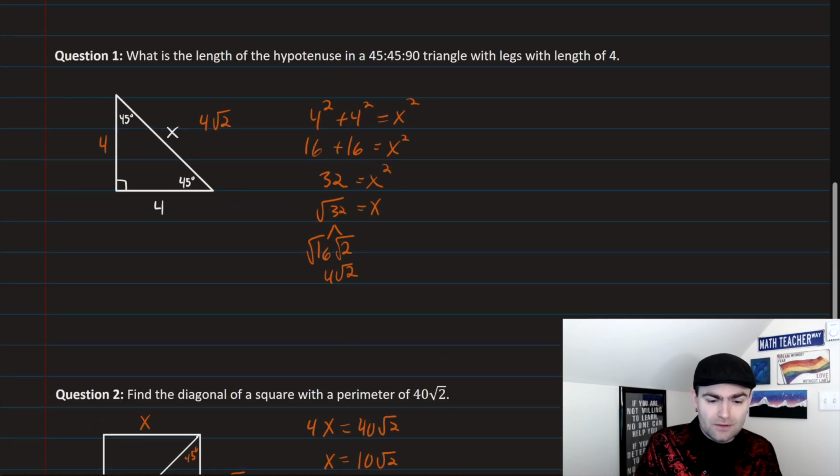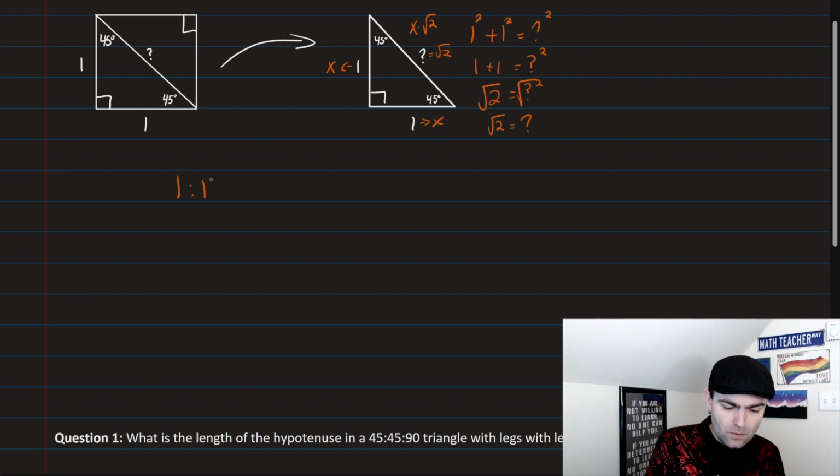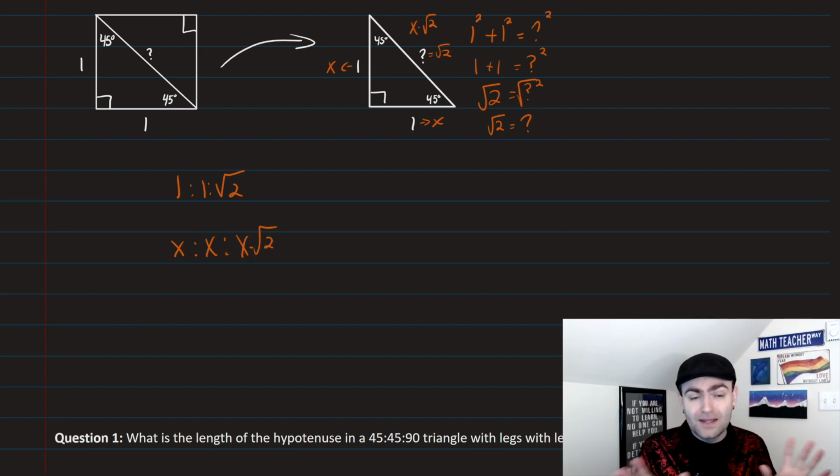So your ratio for all of these triangles is going to be 1, 1, square root of 2, or x, x, x square root of 2. So whichever way you remember it, I like to do 1, 1, square root of 2, with the largest number in the square root, so that way it stays in common with the 30, 60, 90 triangles, which were 1, 2, square root of 3. So you have a little bit of commonality there.